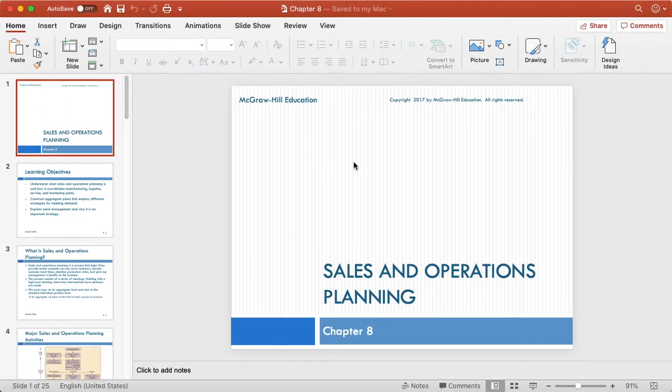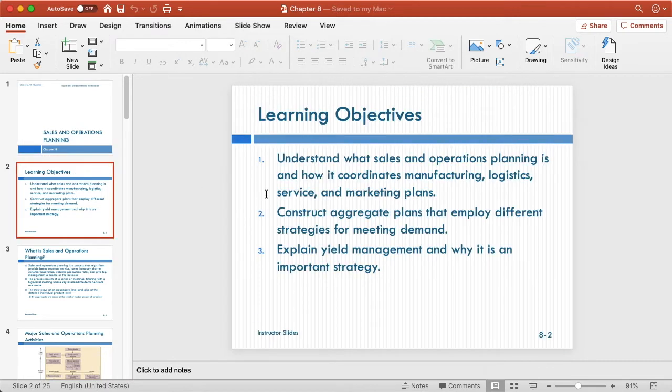Chapter 8 is about sales and operations planning. Let's first look at the learning objectives. The first one, of course, is what sales and operations planning is, and why we need it. Given that we know what it is, how do we coordinate it with the manufacturing, logistics, service, and marketing plans? This is important.